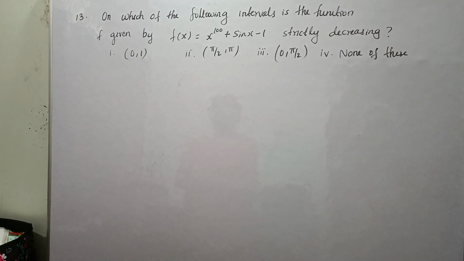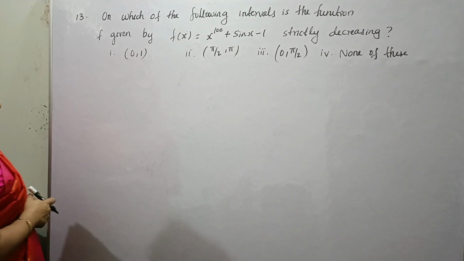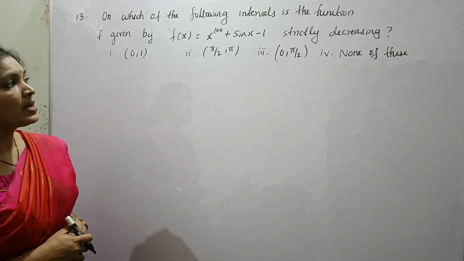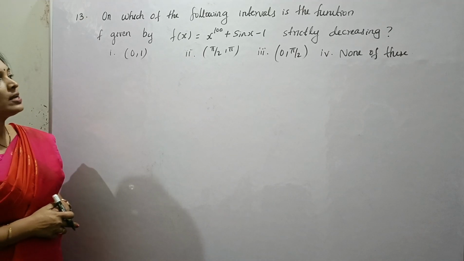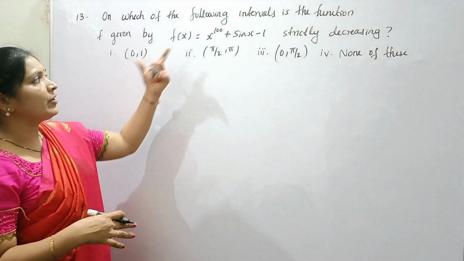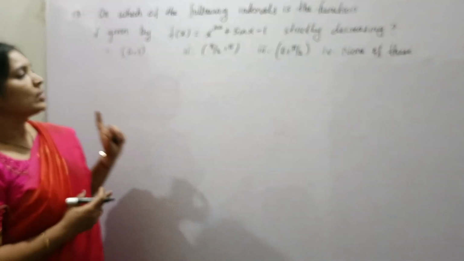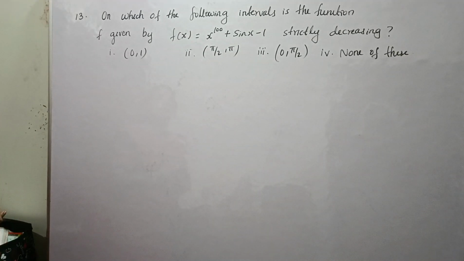Next question: on which of the following intervals is the function f given by f of x equals x raised to 100 plus sin x minus 1 strictly decreasing? Okay, so here we have to check on which of these intervals the given function is strictly increasing. Let's check one by one.